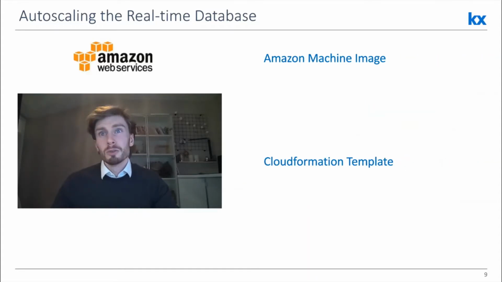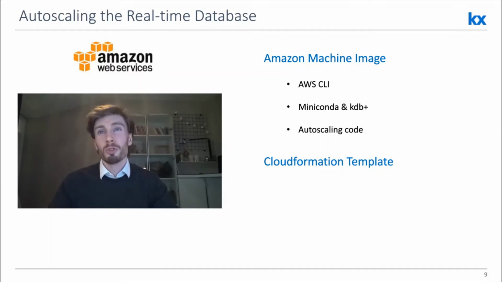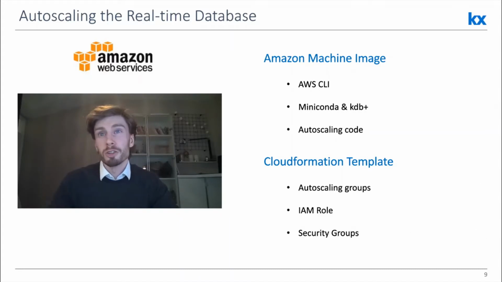So we're going to deploy this on Amazon. How are we going to do it? The first thing we're going to need is an Amazon machine image, because we're going to be launching multiple servers. Very simply, we're going to launch a server, set up the Amazon command line interface, install Miniconda and KDB, and then add our autoscaling code. Then we're going to take an image. And then we're going to get a CloudFormation template, which is going to use that image to launch all the servers, along with IAM roles and security, so that these servers can talk to each other.